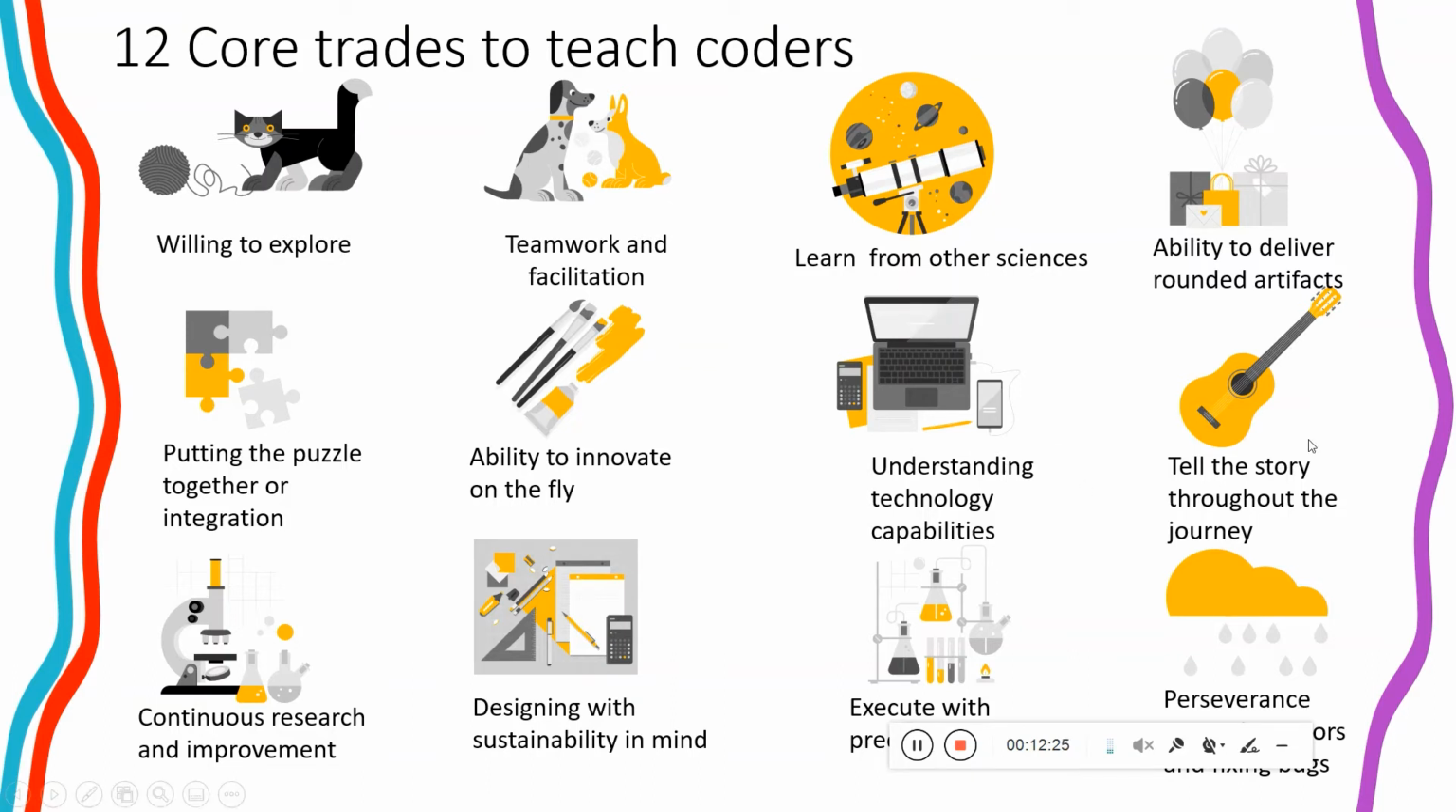I think I've said that before, being able to tell the story throughout the journey. So what we need is good presentation skill. We need to be able to sing and motivate the team. We need to be able to inform the people on the outside, the stakeholders, whether that's the user or a teacher that's teaching coding. They need to understand where you're at. You need to be able to tell that story, articulate that story.